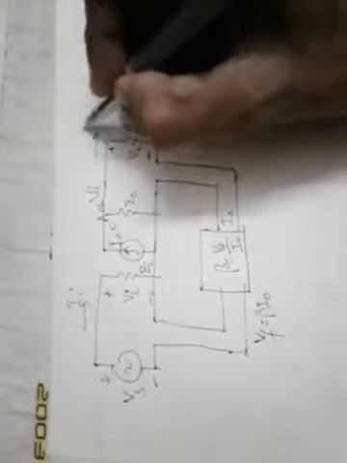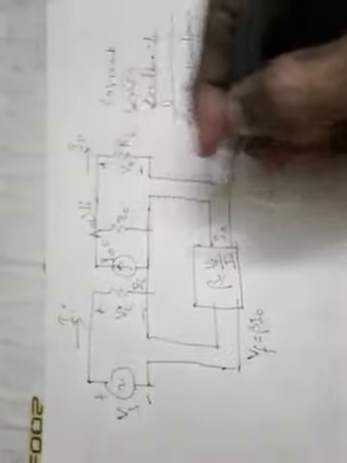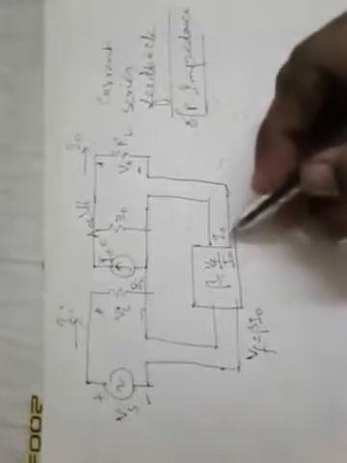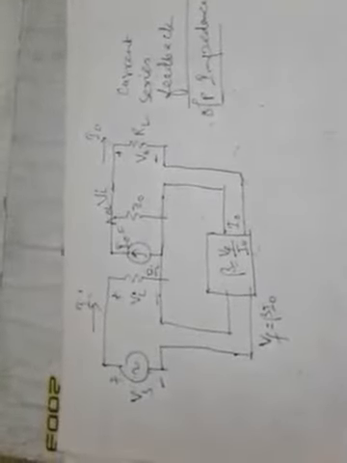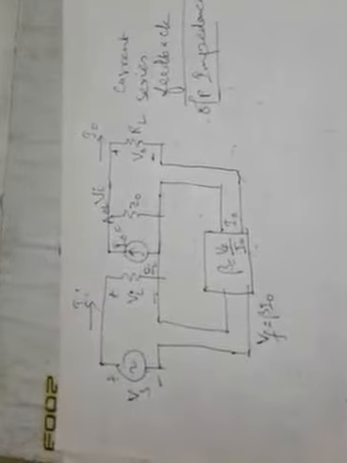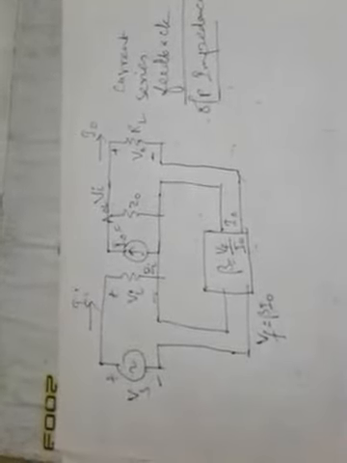This is the direction of the current flow Io, which is producing a voltage drop Vo across this RL, and this Io is taken as a sample or a portion of it to be fed in at the input of the feedback network. So this is the total scenario of the circuit block diagram.